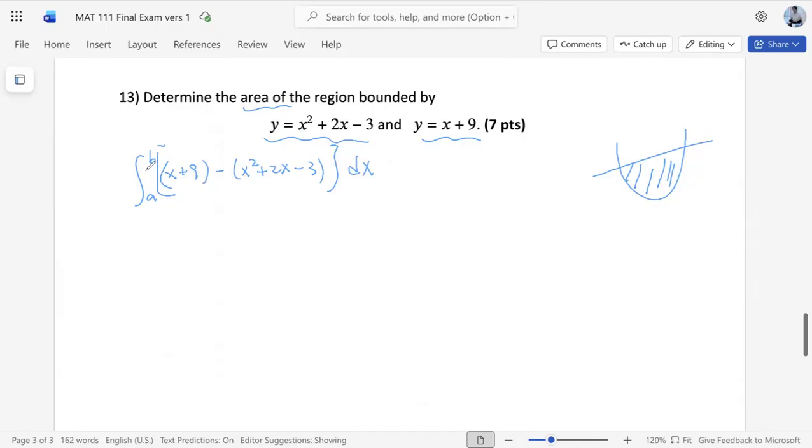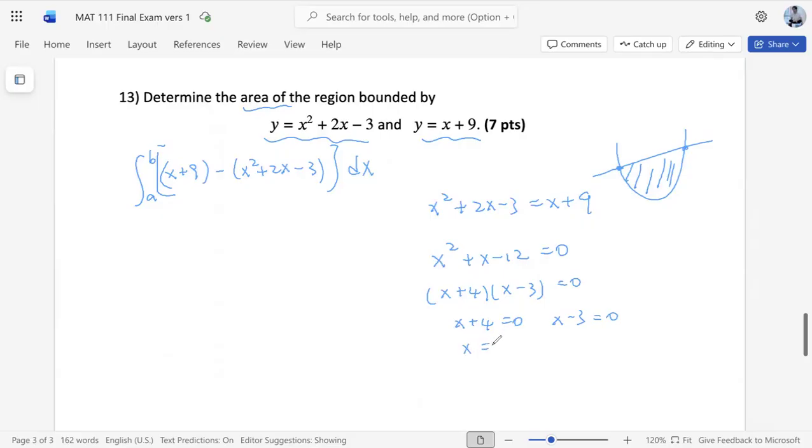But how are we going to find a and b? We set those 2 functions equal because the intersection points are shared by those 2 functions. That means at those 2 points, the 2 functions are equal. So we can do x squared plus 2x minus 3 equals x plus 9. We subtract x on both sides, we get x squared plus x. Then we subtract 9 on both sides, that's minus 12. Then we can factor this to be x plus 4, x minus 3. By the zero property, you can split them.